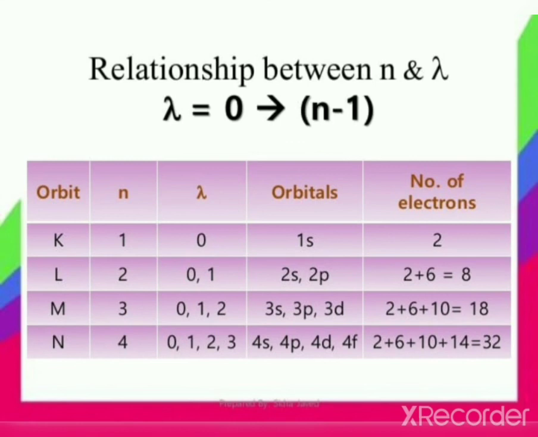3s has only one orbital, therefore number of electrons will be equal to 2. 3p has 3 orbitals, named as 3px, 3py and 3pz. So, number of electrons will be 2 into 3, which is equal to 6. Now, take 3d. 3d has 5 orbitals and each orbital can accommodate 2 electrons. Since 5 orbitals are there for 3d, the number of electrons will be 2 into 5, which is equal to 10 electrons. Thus, the total number of electrons will be equal to 2 plus 6 plus 10. That gives you 18 electrons in M shell.